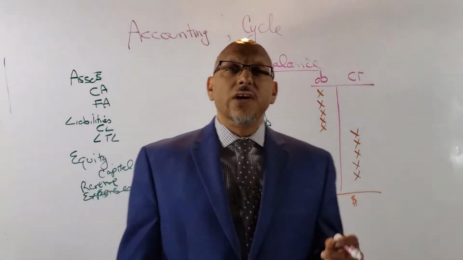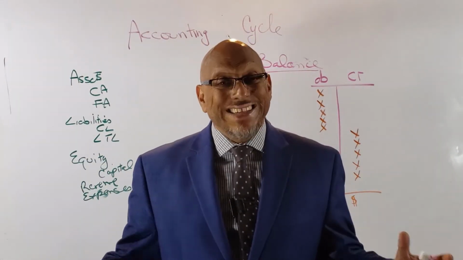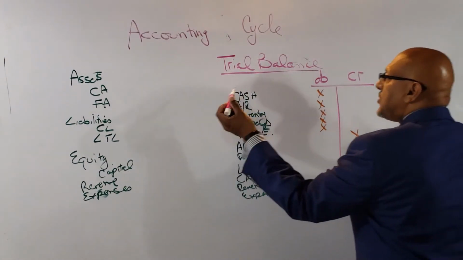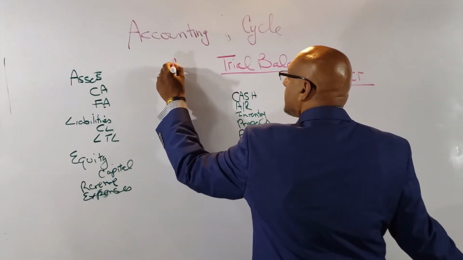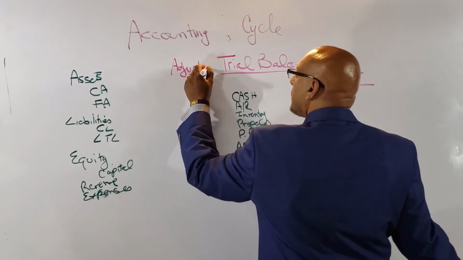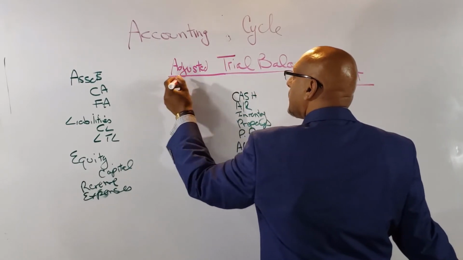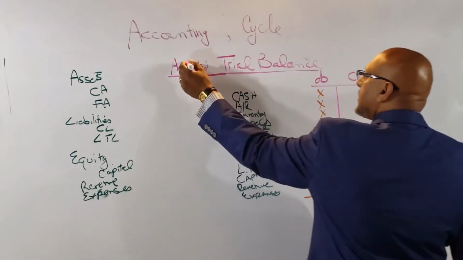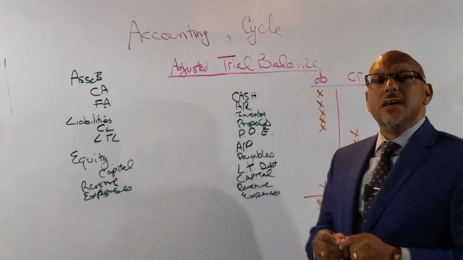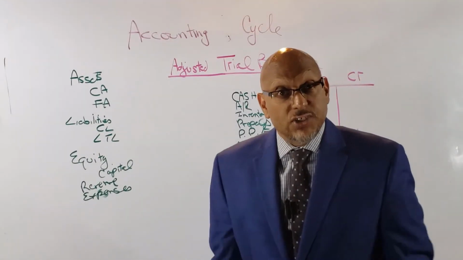The adjusted trial balance is the same basic structure. What is included in the adjusted trial balance would be any account that we had created because of the adjustments.